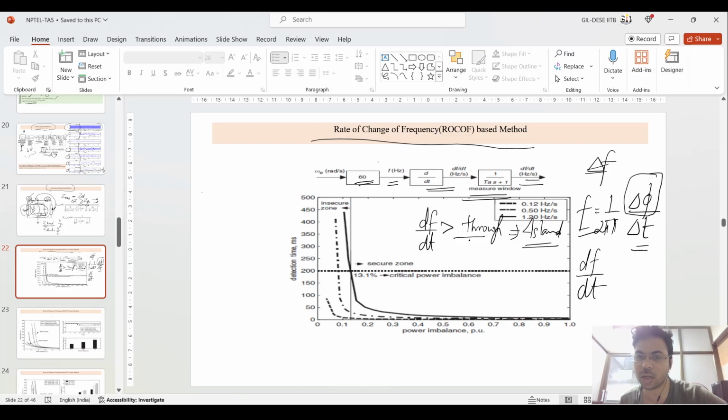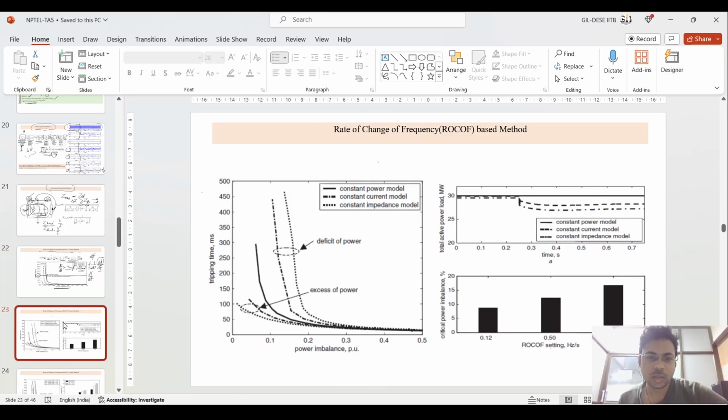in that operating zone, then it will be declared as an islanding situation. Because when islanding occurs, the frequency will go on increasing, if the generation from this microgrid is greater and the load is lower at that particular instant. And you also have a certain detection time. If you see, this is 200 milliseconds, below which you can see there is a power imbalance. If the power imbalance is more, then the detection time is lower, because the rate of change of frequency is very high at that particular moment.